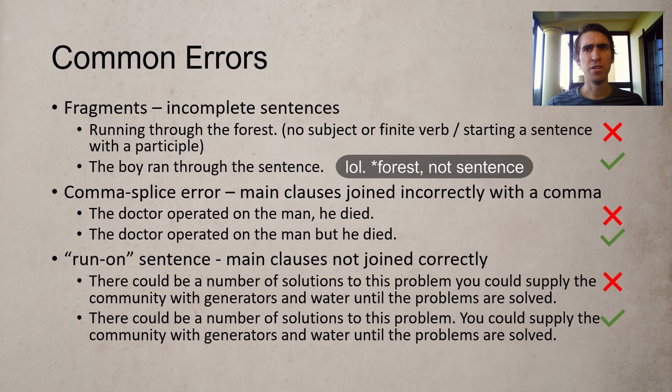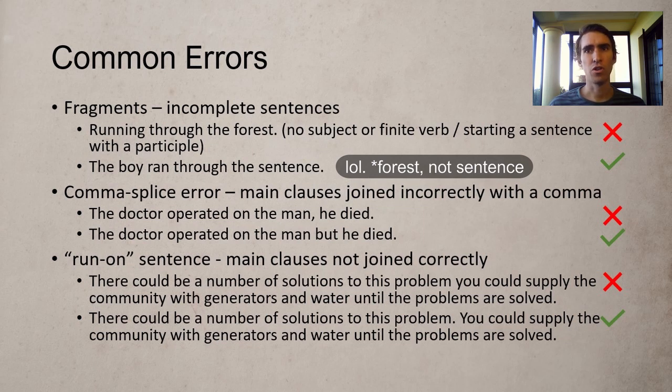Another common error is writing in sentence fragments. These are just incomplete sentences. One good example is this: running through the forest. Well, this is not a complete sentence. You have no subject, and you do not have a finite verb here. It's not a finite verb because running is actually a participle. Participles require an auxiliary verb to be joined together with it to create a finite verb.